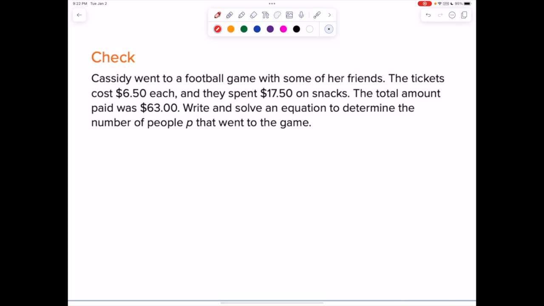Okay, so again, each is my hint of multiplication. So I'm multiplying $6.50 per ticket. Okay, and they spent $17.50 on snacks. So it's a multi-step thing that occurred. Notice this, the total amount paid was $63. So there's my total. And what have I been telling you? I've been telling you that that total goes on the right side of the equation. Okay, so write and solve an equation to determine the number of people, they want you to use p, that went to the game.